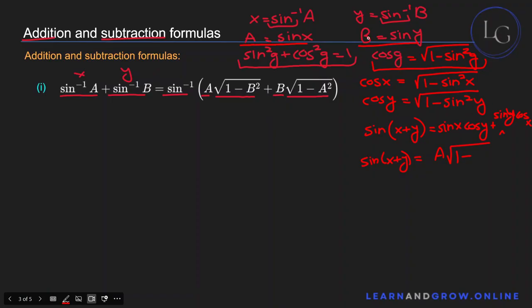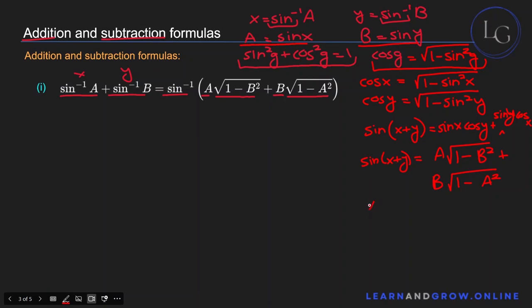Now what was sine y? Sine y was equal to b. So what is sine square y? It is b square, right? So a into under root of 1 minus b square, plus sine y cosine x. Sine y was equal to b, into under root of whatever cosine of x is. Cosine of x was equal to under root of 1 minus sine square x, and sine x is a. So under root 1 minus a square, right?